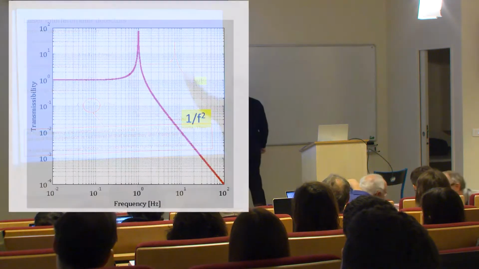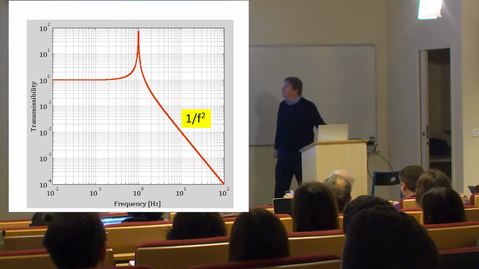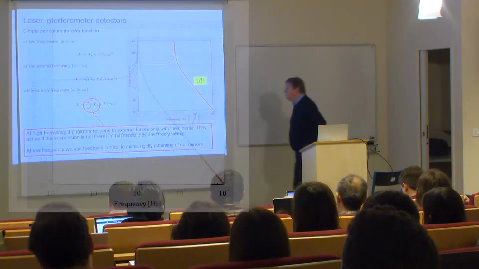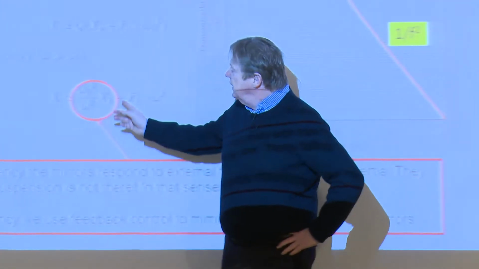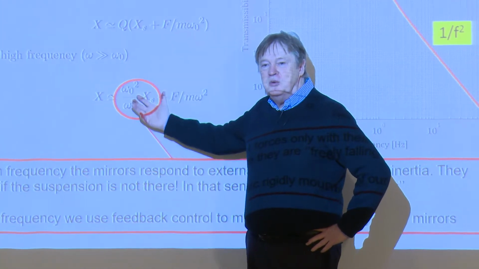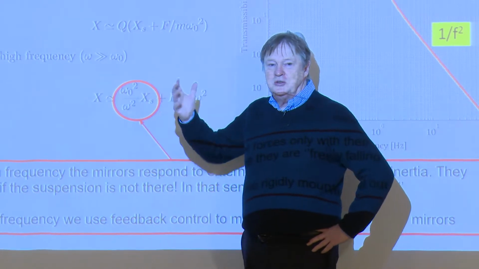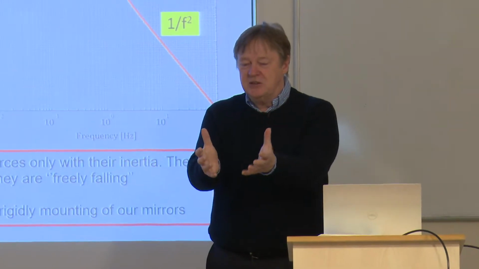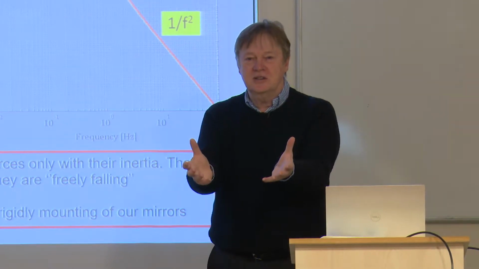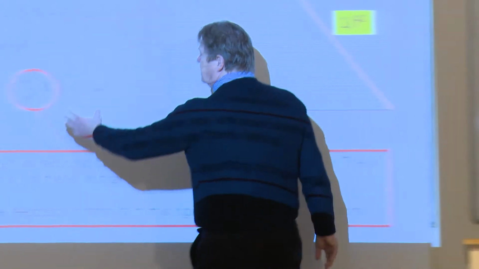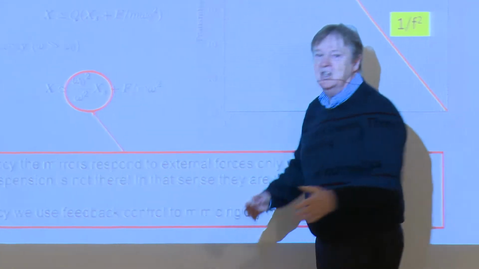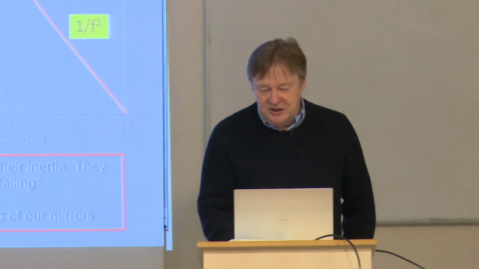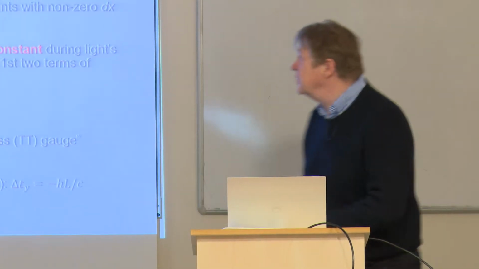So here you see the damping of these frequencies. So at high frequencies, essentially only this term is dominant. And this term is the term that is going with the inertial mass. So it's the term that is only dependent on the mass. So in that sense, this mirror is like a free-falling test mass. So at these high frequencies, you don't see anything else anymore. It's like the whole suspension system is not there. So that is the idea behind suspending mirrors in this way.